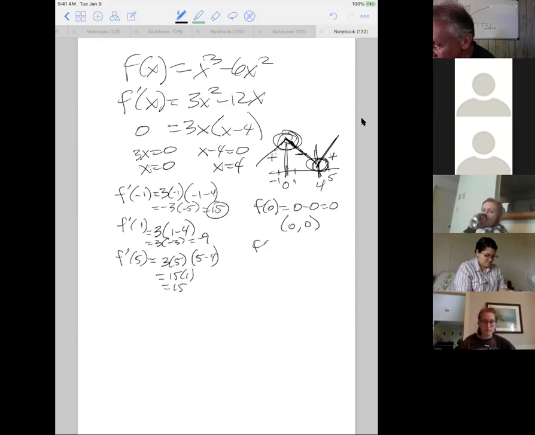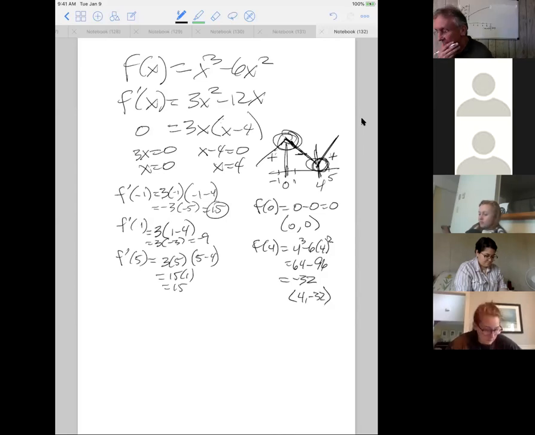And f of 4, plugging it back into the original function, is 4 cubed minus 6 times 4 squared, which equals 64 minus 96, which equals -32. So we've got (4, -32). And the idea is we know that it's a min.